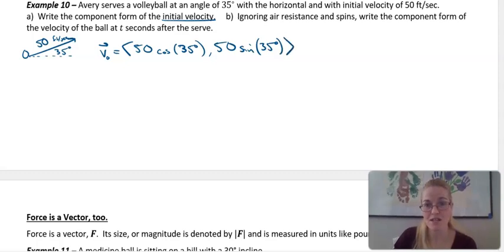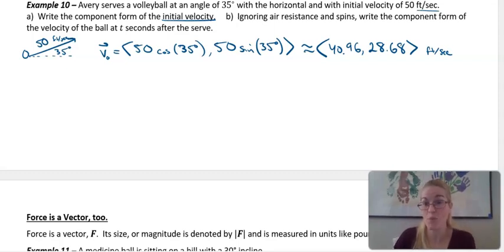Which if you then punch that into your calculator should give you decimal approximations of about 40.96, comma, 28.68. And again, what are these numbers? These are both in feet per second. So the ball is traveling about 40.96 feet per second horizontally, and it is traveling 28.68 feet per second vertically up.